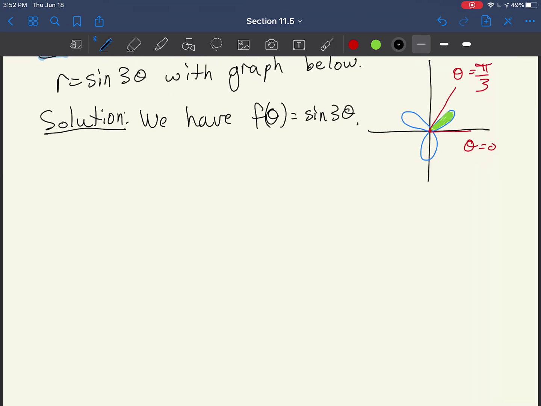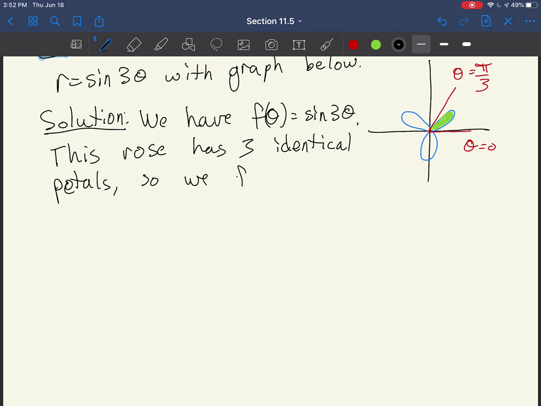So first off, we have f of theta is r, is sine of 3 theta. We want the area of the whole rose, the area inside of the whole rose. But we notice that this rose has 3 identical petals. So we find the area of one petal and then triple it, which is why I only gave us the information for the first petal.